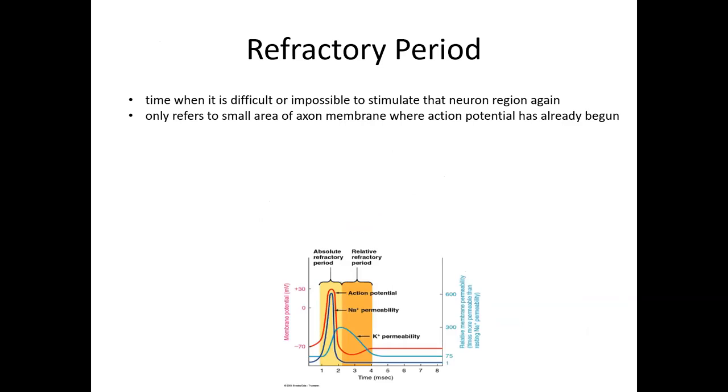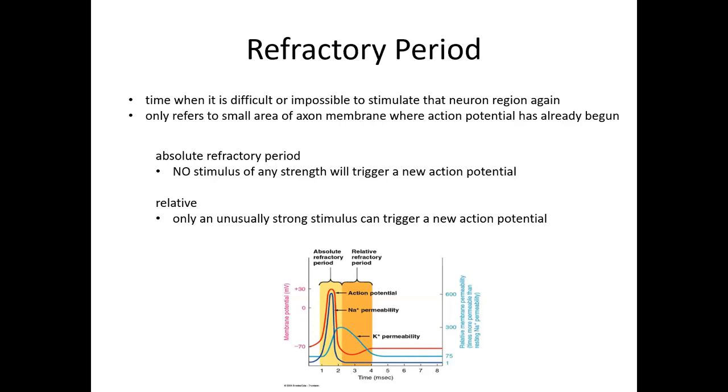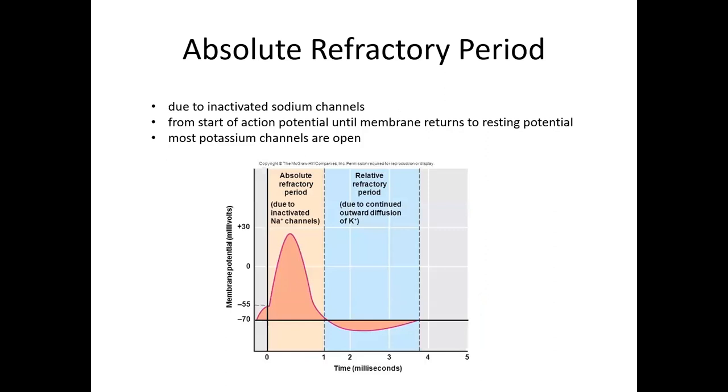So the next concept has to do with refractory periods, which we have talked about before. And I want to point out the refractory period in the neuron only refers to that one small area of the axon membrane where we have already started the action potential. We will have an absolute refractory period as well as a relative refractory period.